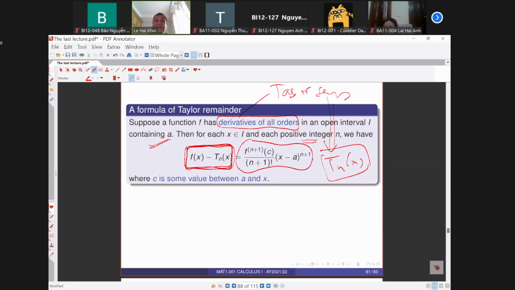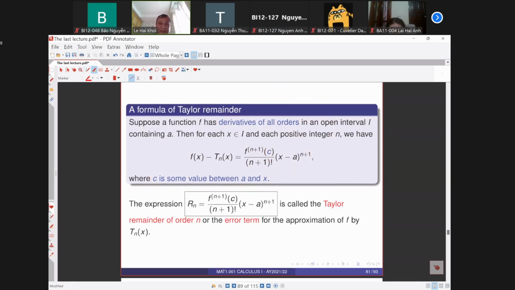The next term of Tn(x) is the term of order n plus 1. But we don't know what c is. We know only c is some value between a and x. Cái hiệu này tính bằng cách nào? Về nguyên tắc không tính được, nhưng mà đối với trường hợp Taylor này, nó có thể tính được theo công thức này. Trong đó c là một cái số nào đấy giữa a và x. Đấy là cái định lý về số dư Taylor hay là Taylor remainder.